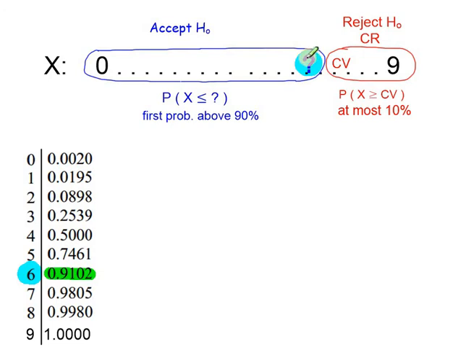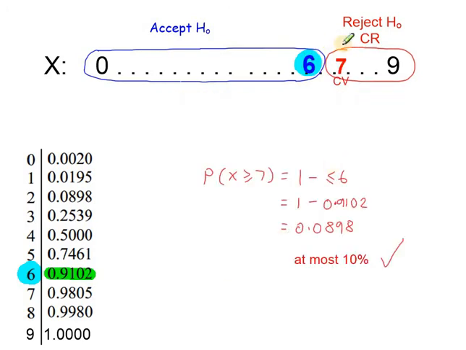So that means we know what the critical value is now. It is 7. So when you look up the probability on this side, the value there is not your critical value. It will be the next one along. So this is 6. The critical value is 7. This is where our critical region starts from. So P(X greater than or equal to 7). So the probability of this region greater than or equal to 7 is 1 minus P(X less than or equal to 6). And we can see that this probability is at most 10%.